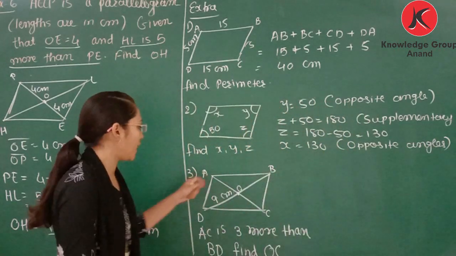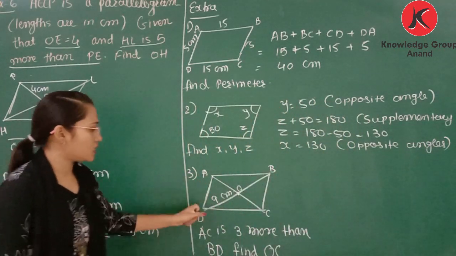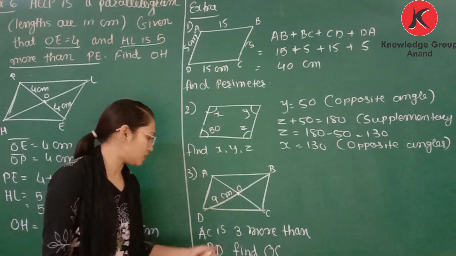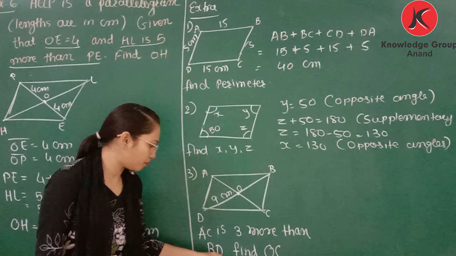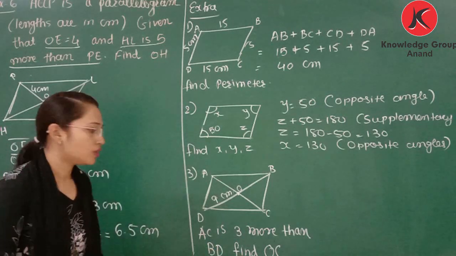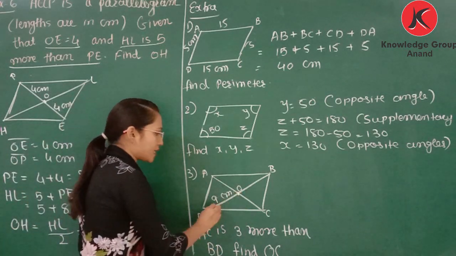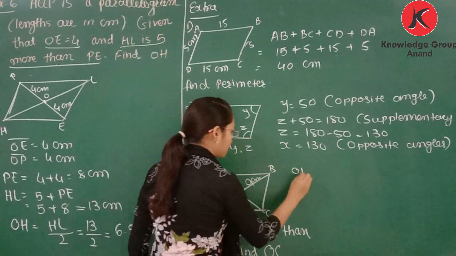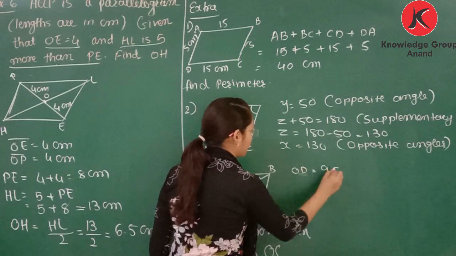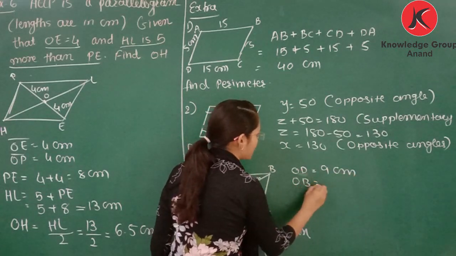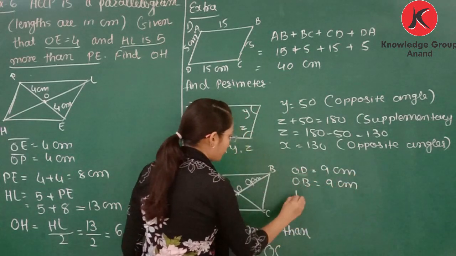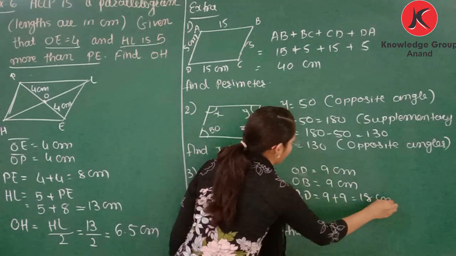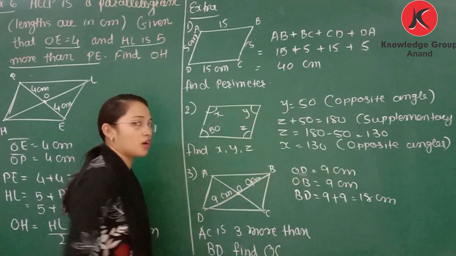Clear? Now next figure. ABCD is the parallelogram given. In the figure it is given OD is 9 cm, AC is 3 more than BD, find OC. So if OD is 9 cm, OB is also 9 cm. So what will be BD? That is 9 plus 9, 18 cm. Okay, so we found the whole length of the diagonal.